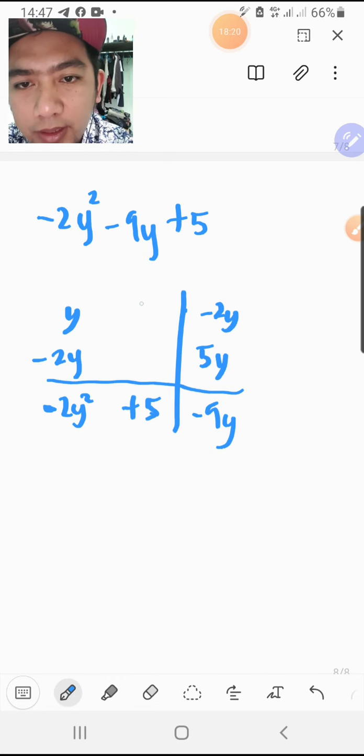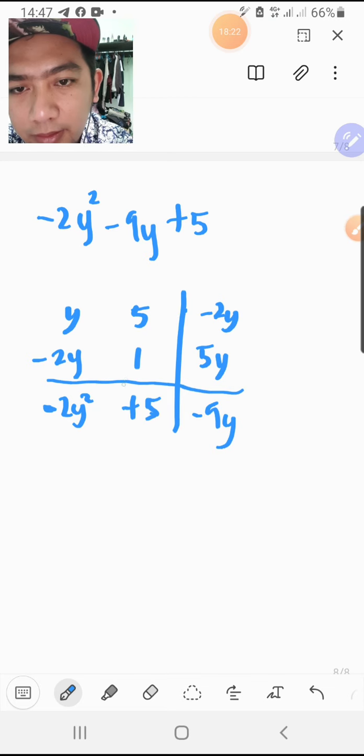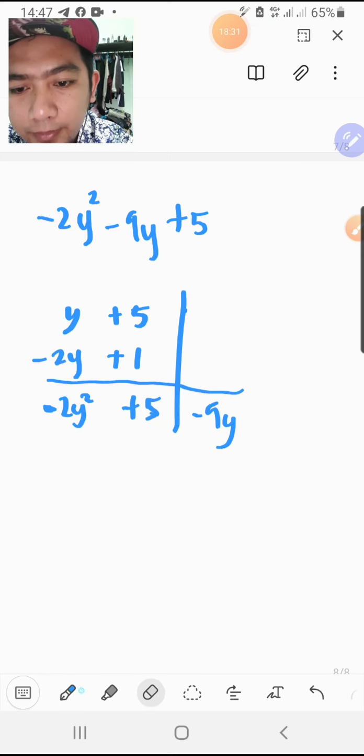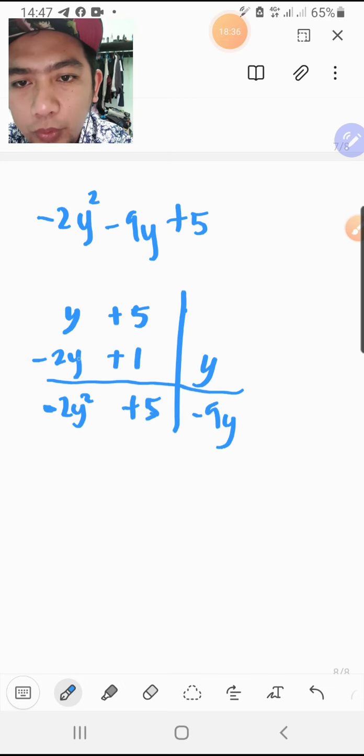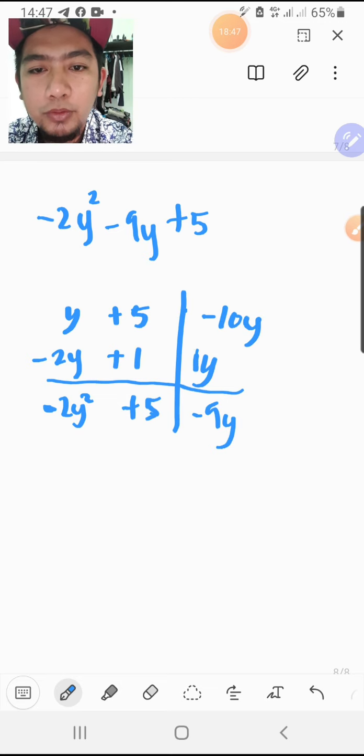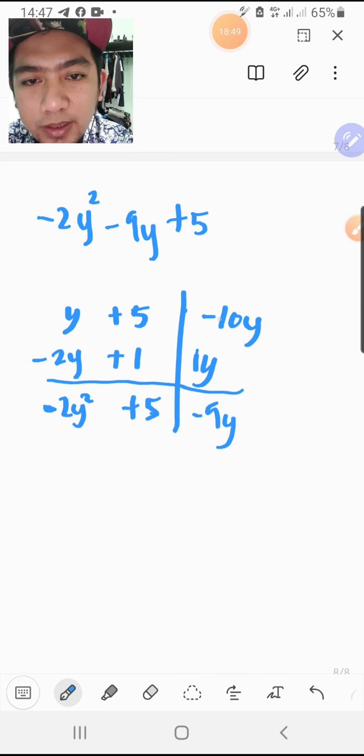Okay, tadi 1 di atas, sekarang kita letak 5 di atas. Okay, dua-dua positif kan? Alright, kita try. So y times 1, y. Negative 2y multiply 5, so you akan dapat negative 10y. Actually sini 1y ya. Tidak perlu tulis lah. So negative 10y plus 1y, so you will get negative 9y. Okay, so the answer is this one lah.